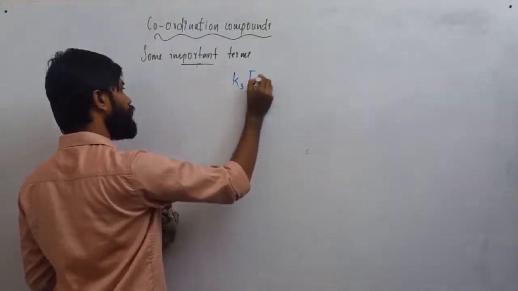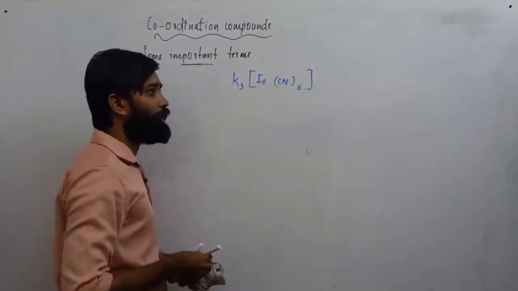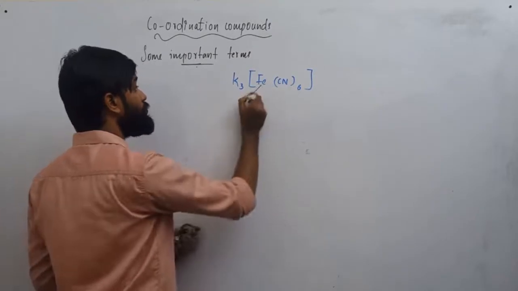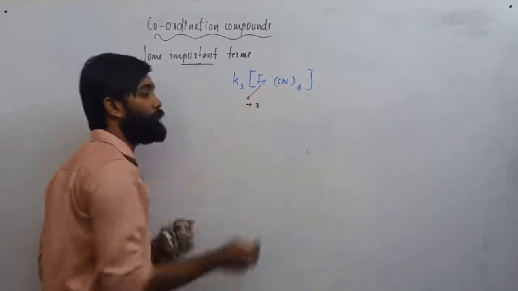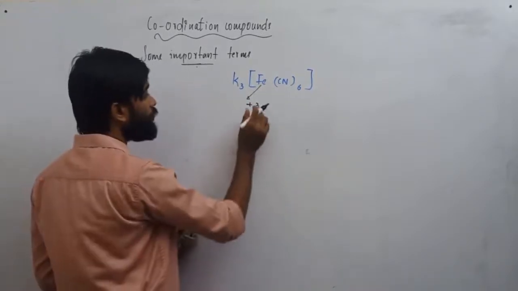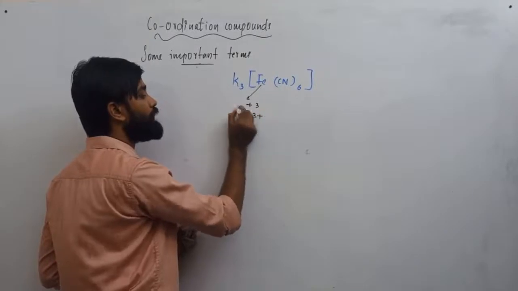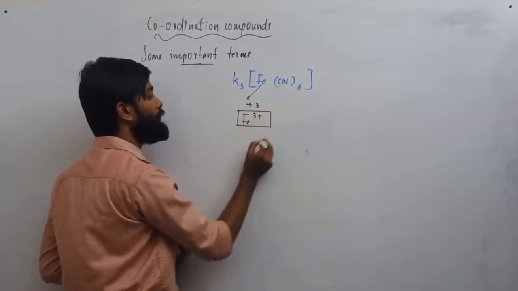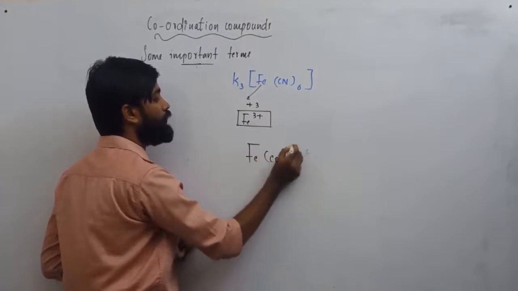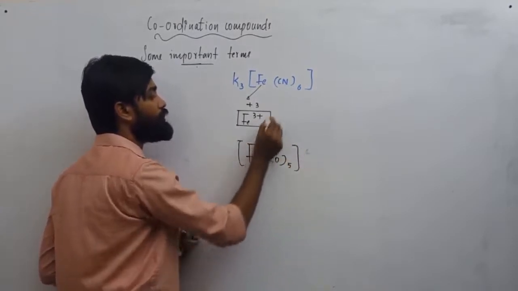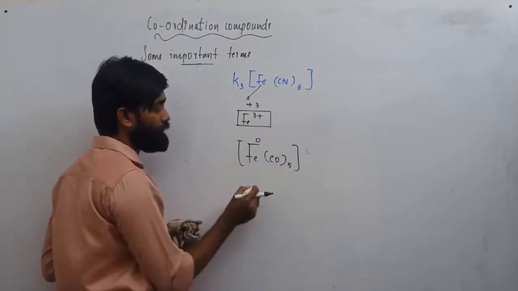For example, if I have the coordination complex K3[Fe(CN)6], and if you know how to find the oxidation state of this central atom, we will explain how to find it. Here the oxidation state of Fe is 3+. So here the central atom Fe exists as an ion. This is the central metal ion.